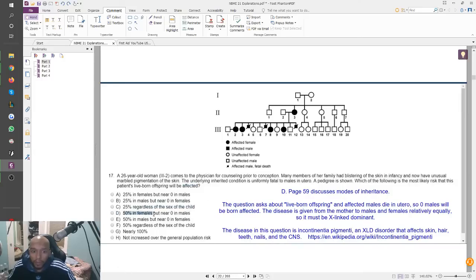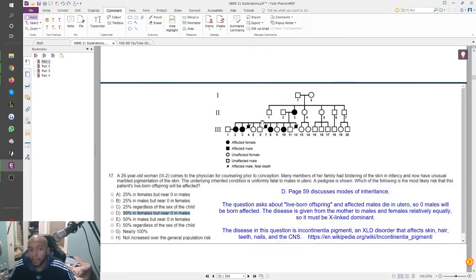50% in females, but near 0 in males. You had to pick an answer choice that said near 0 in males because a live-born offspring that is affected cannot be male. Cannot be male, right? This was a slightly difficult question, and this was one that I got wrong.